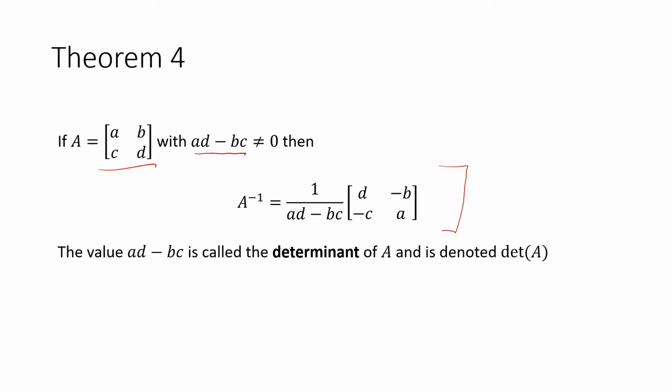This number here, the AD minus BC, is called the determinant of A. You denote it by det of A. We are going to be seeing a lot of the determinant for bigger matrices. But for now, we'll just introduce the term determinant, and it gives us a quick way of finding an inverse of a 2 by 2 matrix.